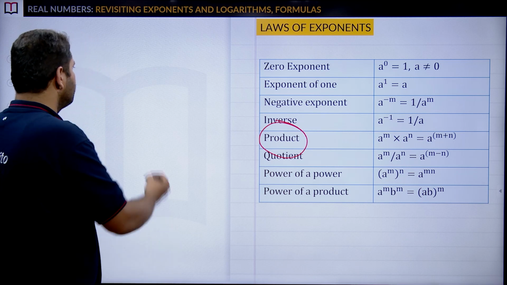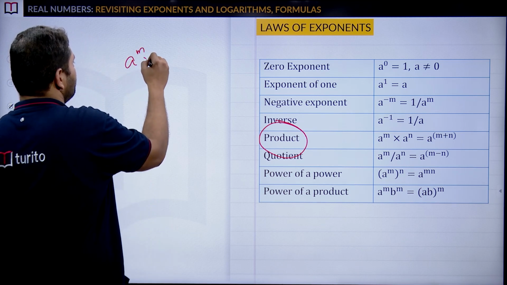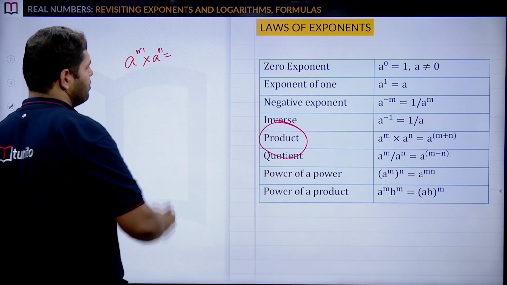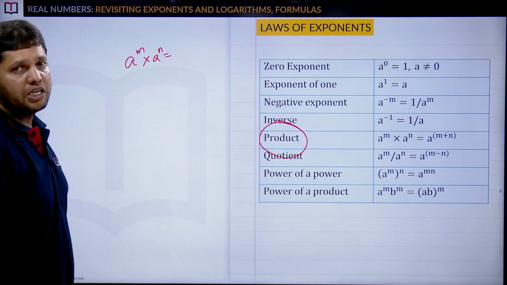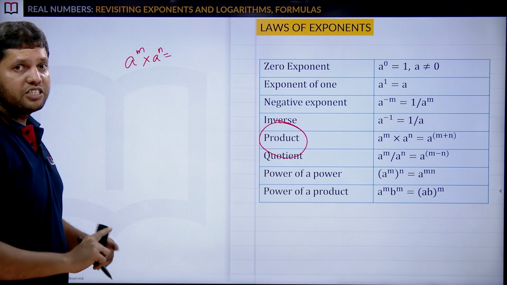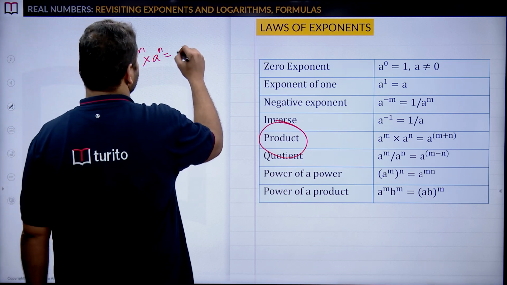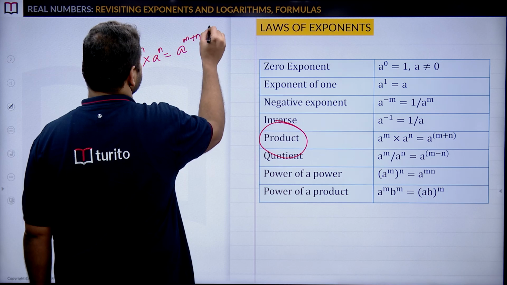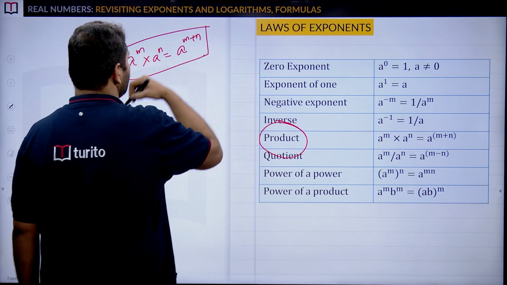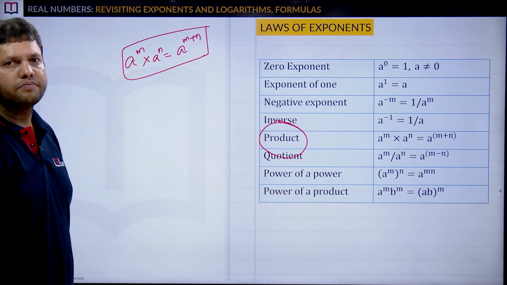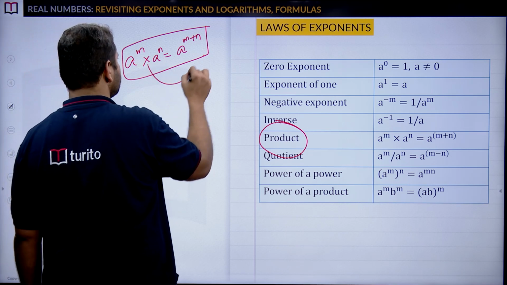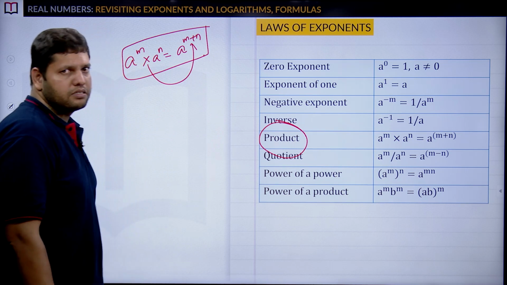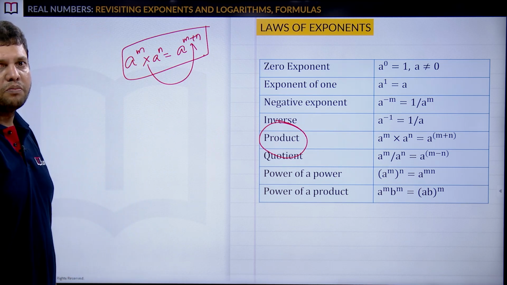So what is the product law? It's very simple. a to the power of m into a to the power of n. When the bases are equal and you are doing multiplication, what happens, children? The exponents are added. So we can write a to the power of m plus n. It is called the product law. Multiplication means you will get the addition. A to the power of m into a to the power of n, we can write as a to the power of m plus n.